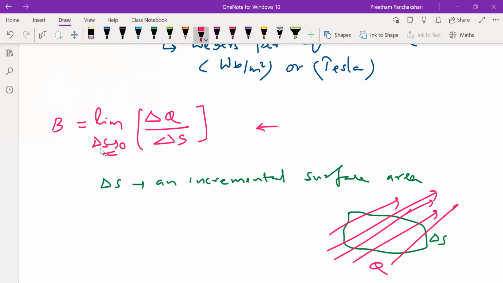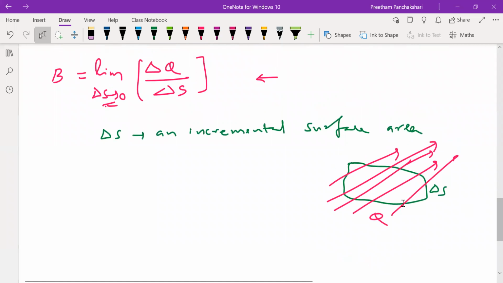When the surface has to shrink to 0, the surface should be taken as small as possible to define B. A small flux passing through a small area can give the definition as the ratio of flux by area. So that's why the magnetic flux density is defined for a particular point.